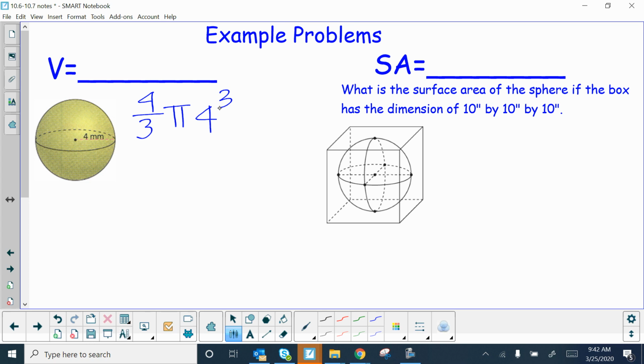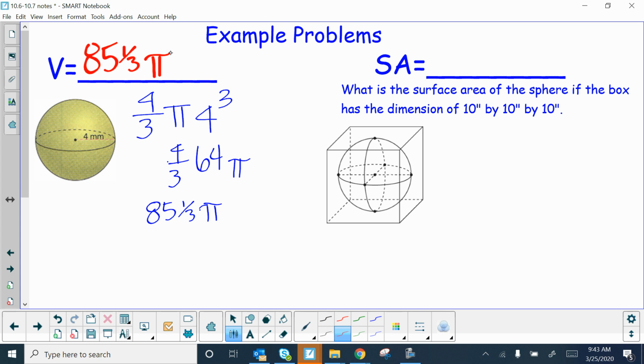So let me get my calculator ready. So 4 cubed is 64. And then I have 4/3 that I'm just going to put out in front, and then I'm going to move pi to the end because I like leaving my answer in terms of pi. So I'm going to do 64 times 4 divided by 3, which is 85 1/3. It's 0.333 repeating, but I like to leave it in exact form. So if I ask for the exact answer, the volume of this is going to be 85 1/3 pi millimeters cubed, okay? And that's it.